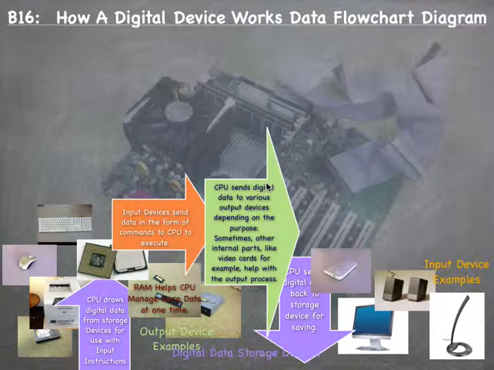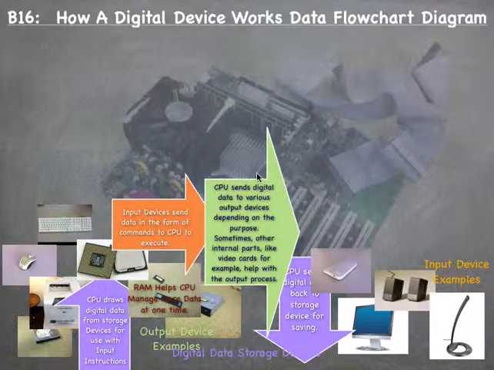Alright guys, this is a brief tutorial to go along with the B16 assignment, the digital device, how a digital device works, rather, data flowchart diagram. So what we're doing here is taking some of those pieces that we talked about in B16, some of those internal parts here, and then we're pairing them or setting them up with the input and output devices that we've talked about in earlier tech concepts, as well as some digital storage devices, and making a big picture flowchart diagram here of how a computer basically works and how it works with data.